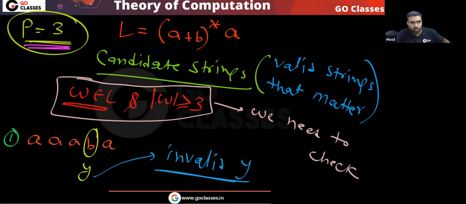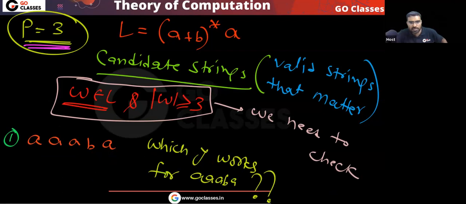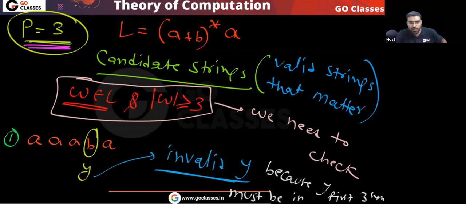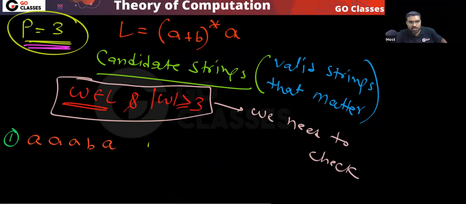This is an invalid y because y should be within the first three symbols. y must be in the first three symbols. y must be here, in this area. Is this point clear? So remember, this is my question: will this y work? Does it work?